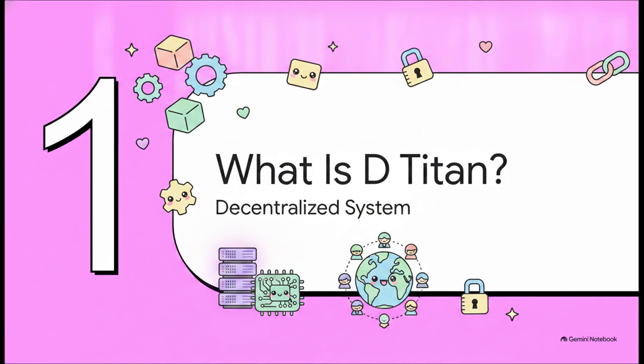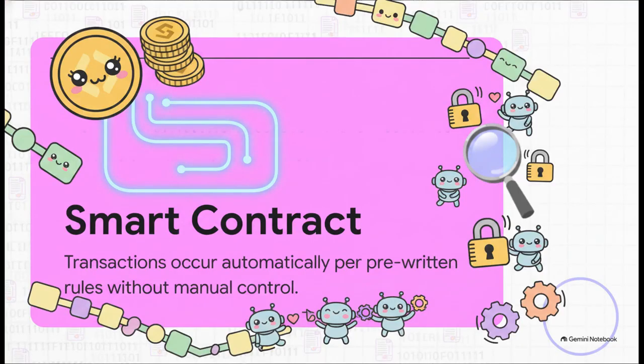Section 1. What is DTitan? At its very core, DTitan is a decentralized USDT smart contract platform, and it's built on the Binance Smart Chain, or BSC. Now, in practice, a decentralized smart contract is just a system where all transactions happen automatically, according to pre-written rules. So there's no central authority, there's no manual human control, and absolutely no one sitting at a desk hitting an approve button to send funds. The entire system operates strictly on the code deployed to the blockchain.